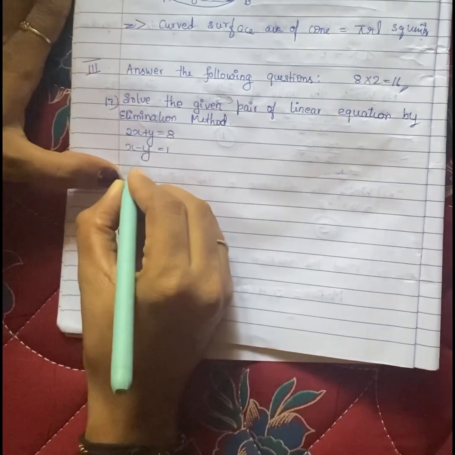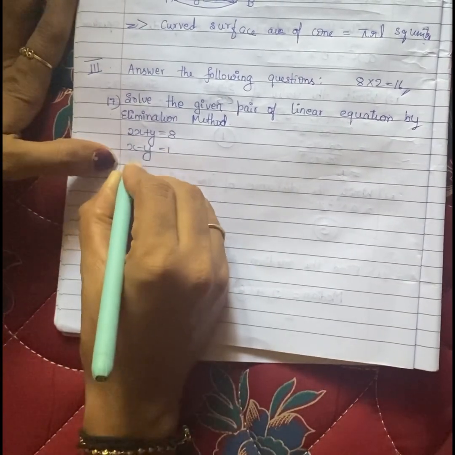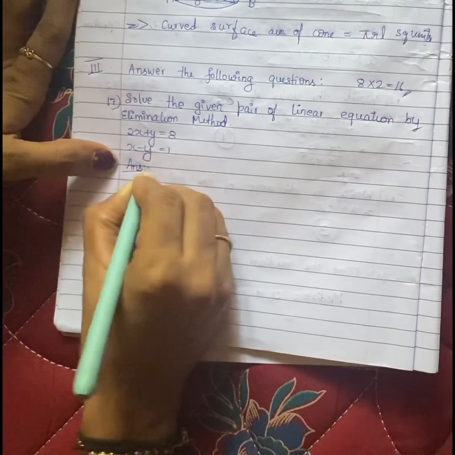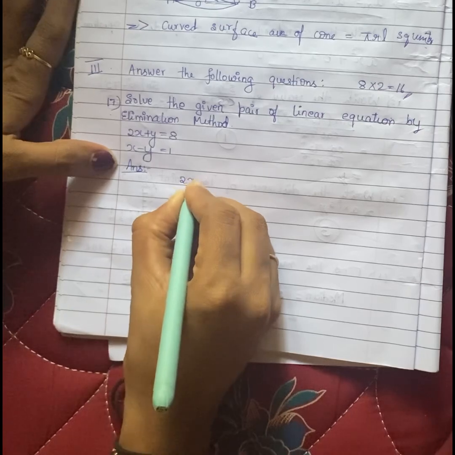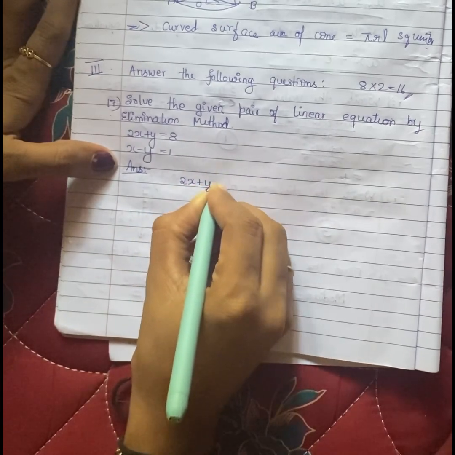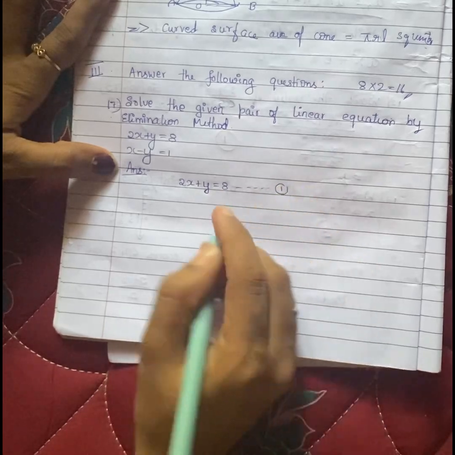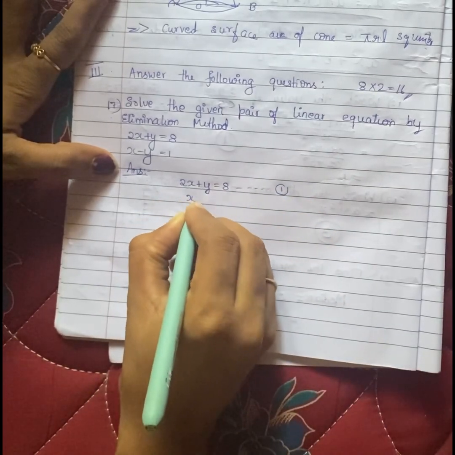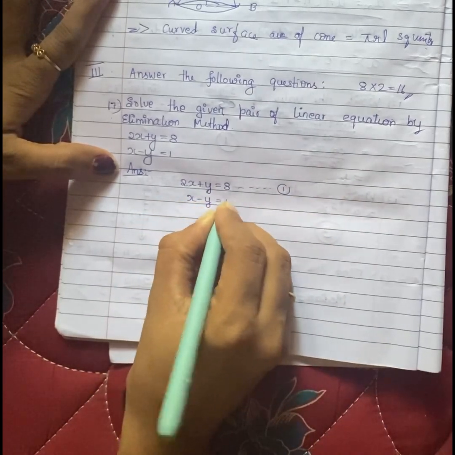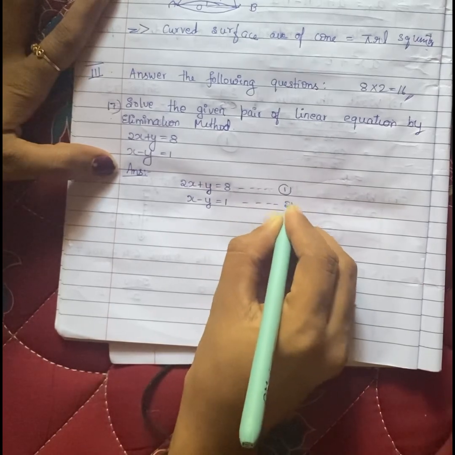So here you start writing these equations. Answer: take this equation 2x plus y is equal to 8, name it as equation 1. Next, x minus y is equal to 1, name it as equation 2.